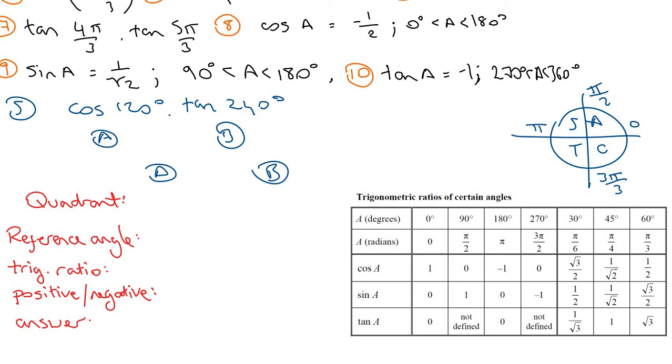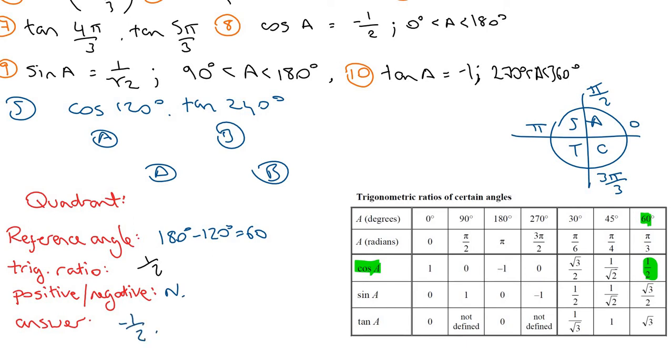We'll call cos of 120 degrees A, tan of 240 degrees B. So dealing with A first, we know that 120 degrees is in quadrant number 2, so our reference angle becomes 180 minus 120, which is 60. Okay, and we're looking at the cos of 60 degrees, which is a half. Is it positive or negative? Well, in quadrant number 2, cosine is negative, so our answer there is a minus a half.